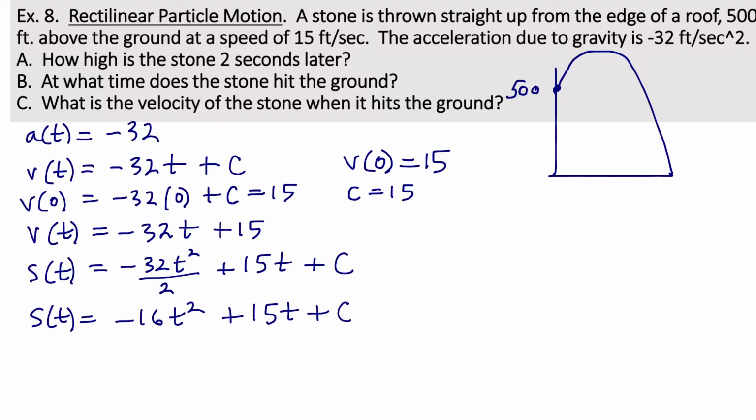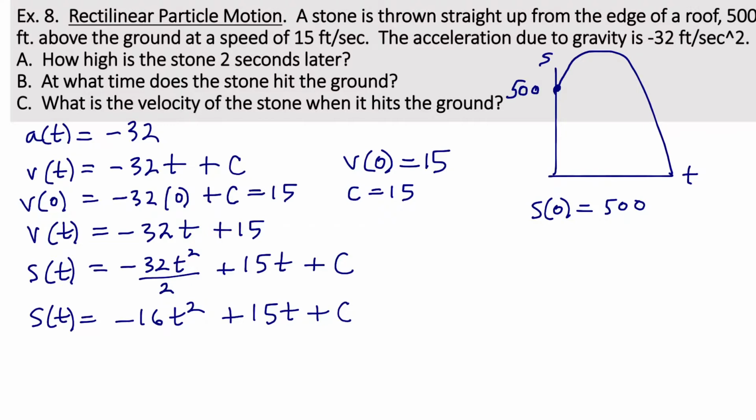Now I need to figure out the constant for my position function, and that has to do with the fact that the position at time 0 is 500 feet right here. So this is my s-axis. This is my time axis. So when time is equal to 0, my position is just starting out at the top of the roof. So S of 0 is 500 feet.